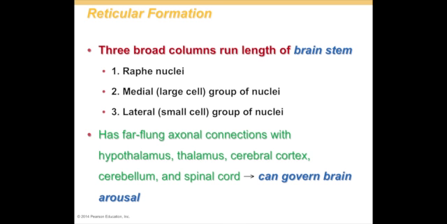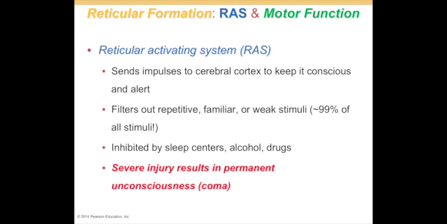The thing about this reticular formation is it has such far-flung axonal connections with the hypothalamus, the thalamus, the different areas of the cerebral cortex, the cerebellum, and the spinal cord. So it's got connections to the whole brain, everything. Therefore, we know it's involved with the arousal of the brain. We know if there's injury to this, then we go into a coma.